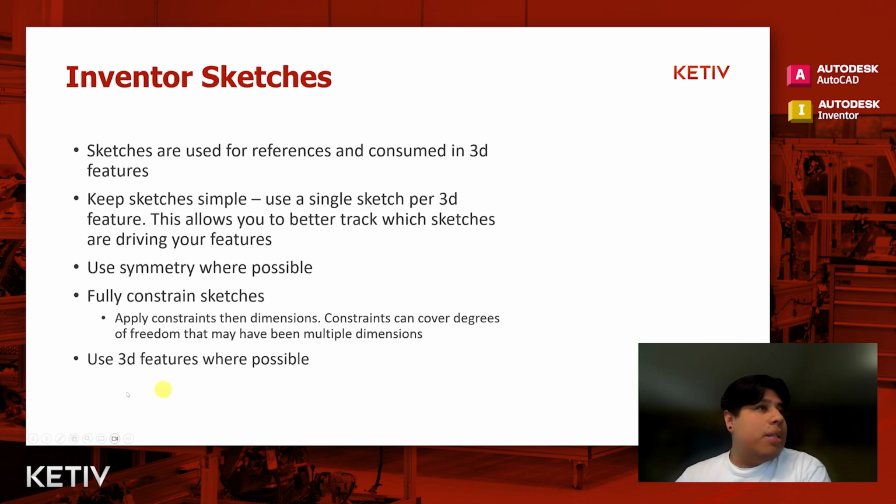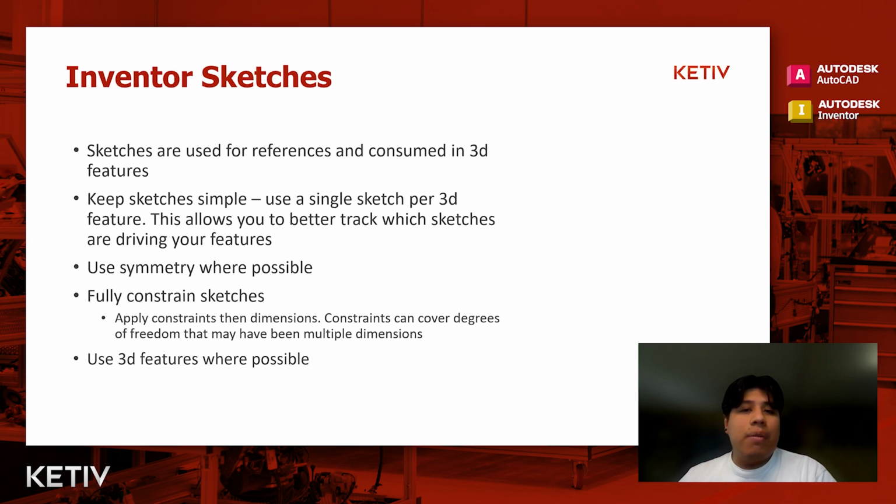And then the last tip that I have is use 3D features wherever possible. Certain features you can do inside of your sketch, for example, fillets or chamfers. But wherever possible, I do always recommend using the 3D feature because your 3D features have a little bit of history and a little bit of intelligence built into them. So it's a little bit easier to go back and modify a 3D feature as opposed to a sketch.